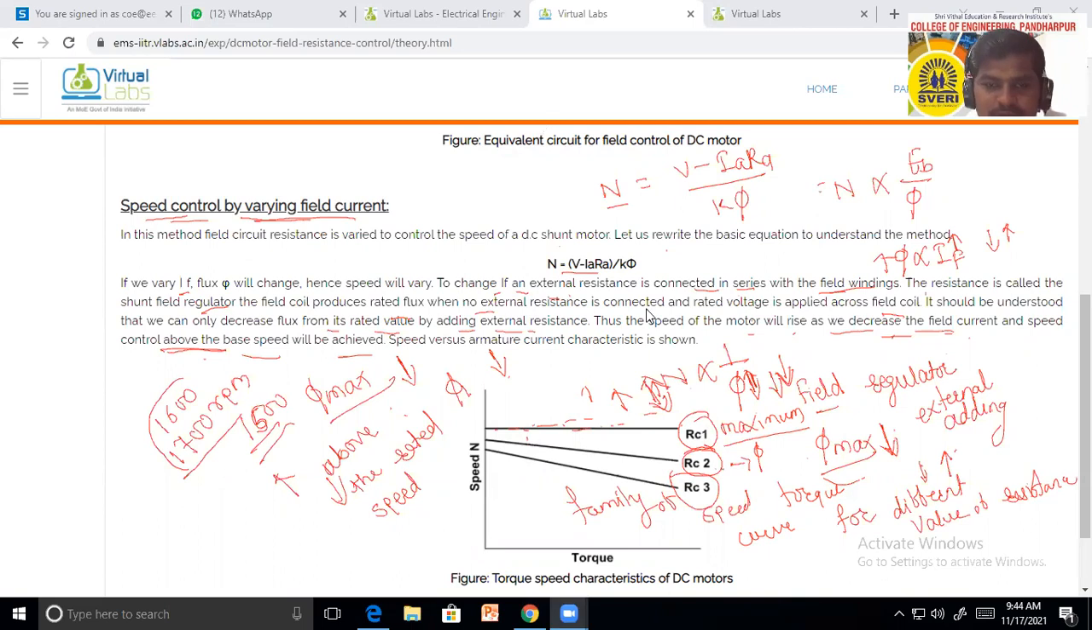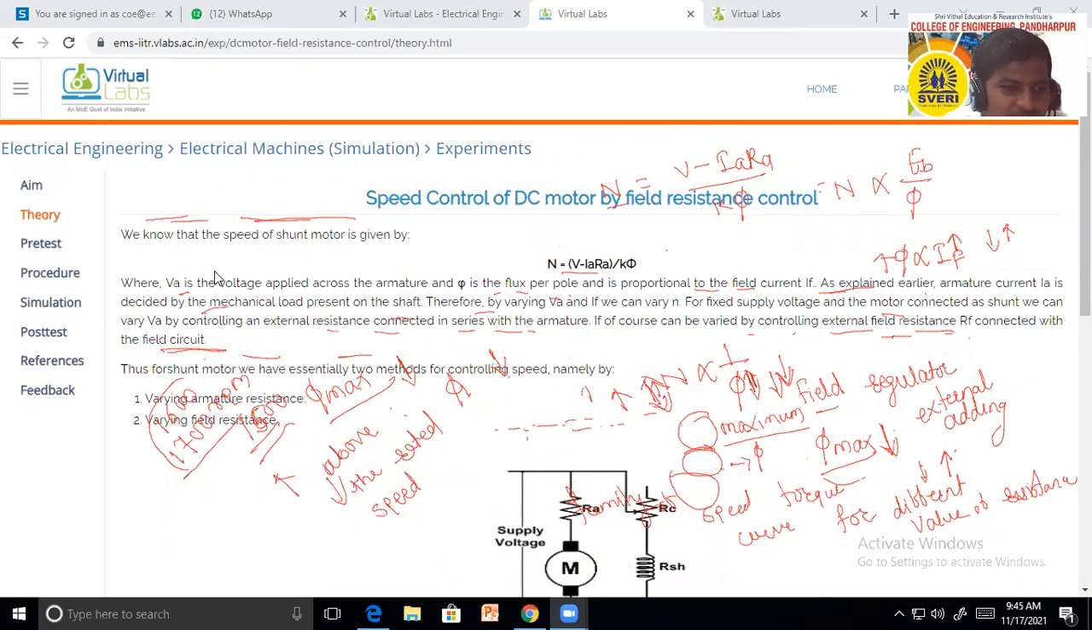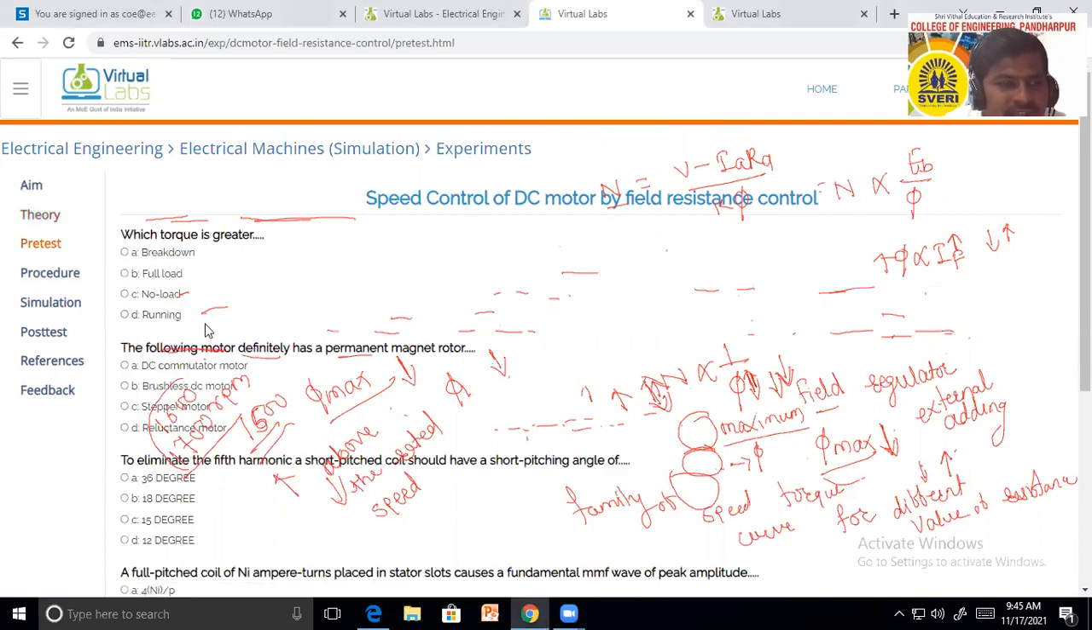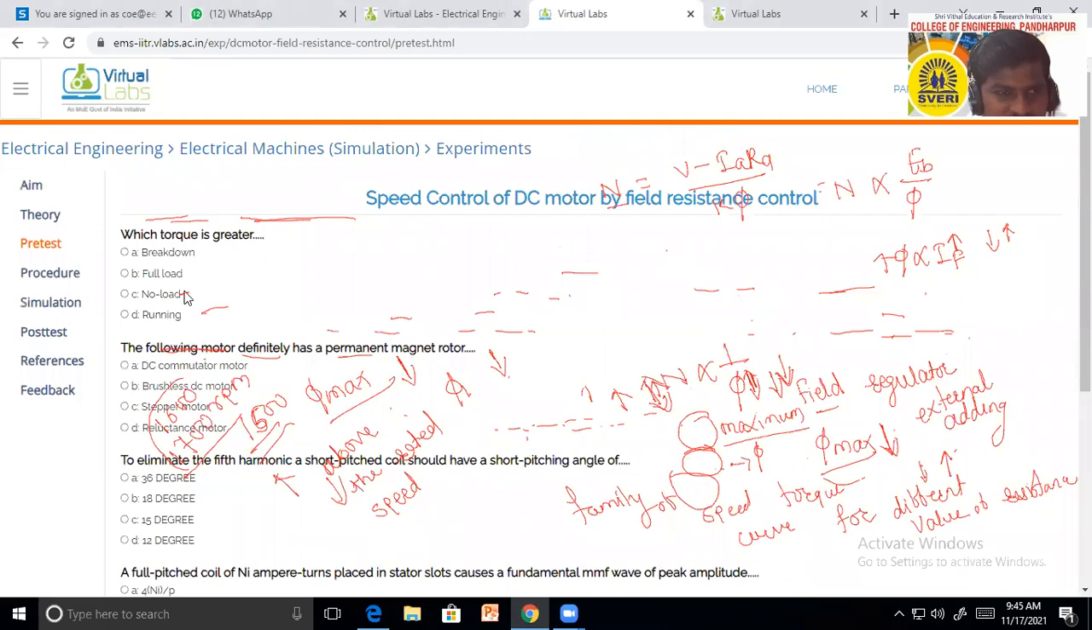Okay, now we will see the procedure. Here some pretest questions are given. So you people solve all these questions. This is homework for you.